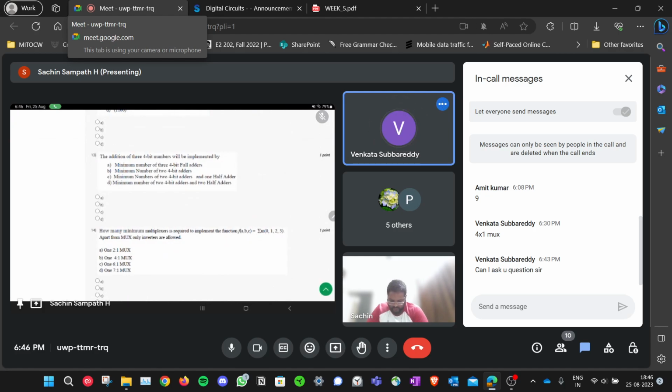Question 13: addition of three 4-bit numbers will be implemented by full adders and half adder.